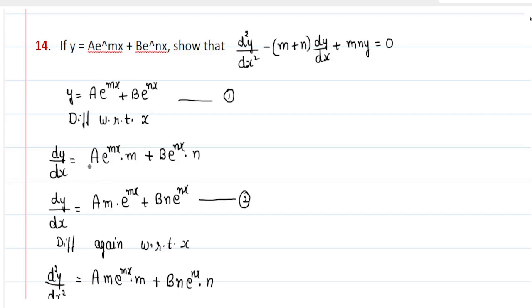So dy/dx equal to, a is a constant, remains same, a into differentiation of e raised to mx is e raised to mx, and differentiation of mx is m, plus b into differentiation of e raised to nx is e raised to nx itself, and differentiation of nx is n. dy/dx is equal to a into m into e raised to mx plus b into n into e raised to nx. This is equation number 2.